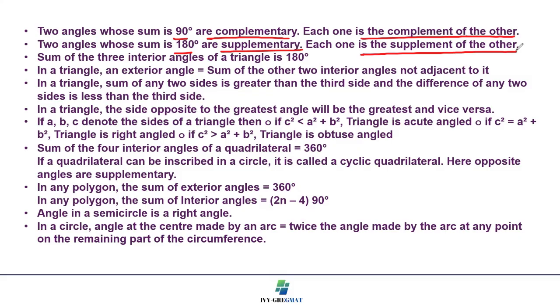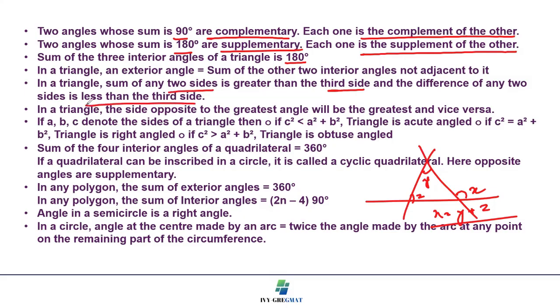The sum of the interior angles of a triangle, we know, is 180 degrees. In a triangle, an exterior angle is the sum of the two interior angles. So we learnt it. This angle x is equal to y and z, so x is equal to y plus z. In a triangle, the sum of any two sides is greater than the third side, and the difference of any two sides is less than the third side.